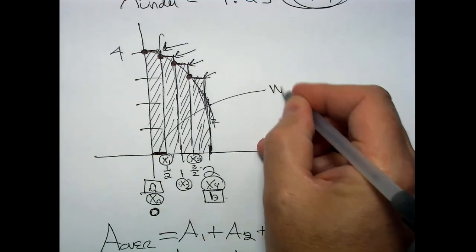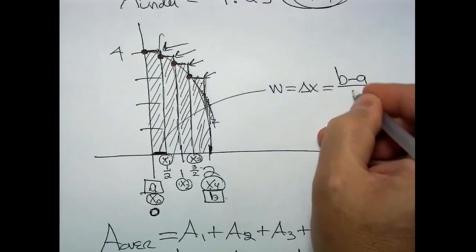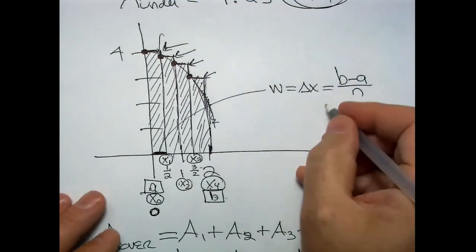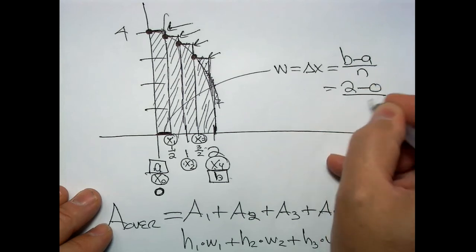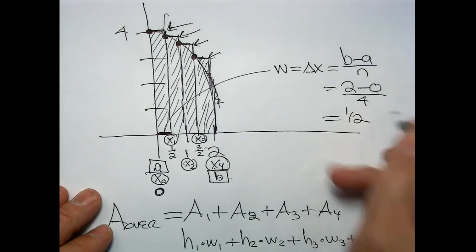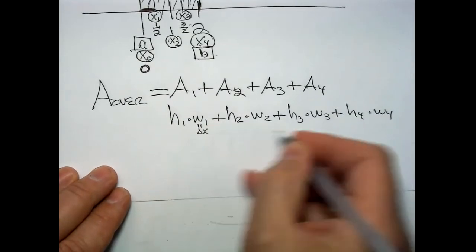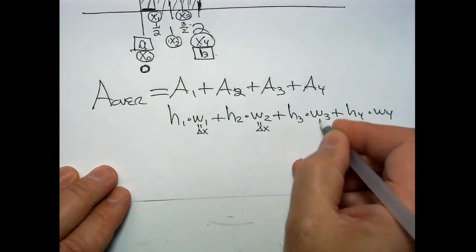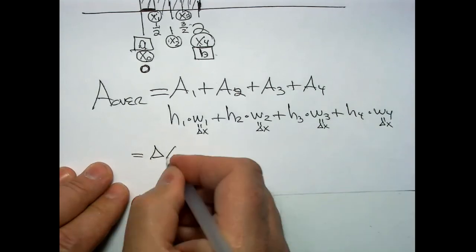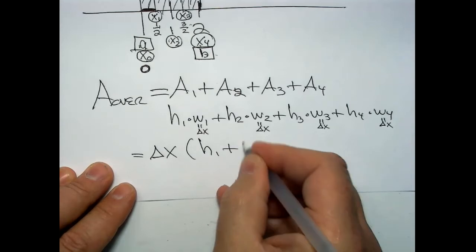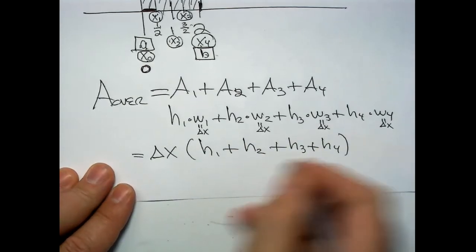Pull that aside, and actually we refer to the width as delta x, and we always use this formulation for it. It's b minus a over n. So what's our width going to be? Well, b is the end, which is 2. A is the beginning, which is 0 over 4 slices. It's still a half. So we factor out the common width because they're all the same. They're all delta x's. So delta x comes out front, and yet again we have to add 4 heights together. That's where the adding takes place.